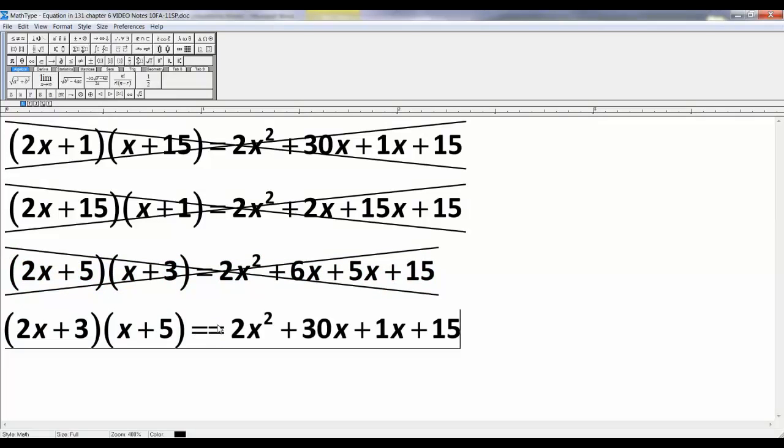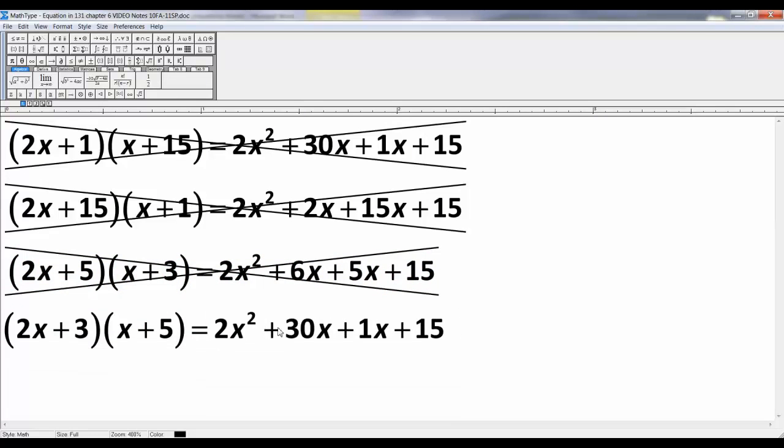So let's see, it's 2x squared plus 10x. That's your outers, plus 3x is your middle. That makes 13. There it is.